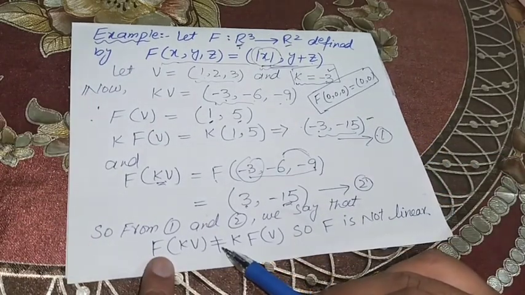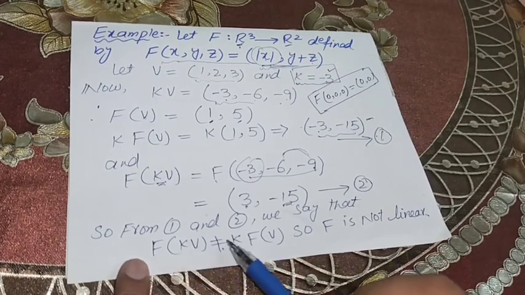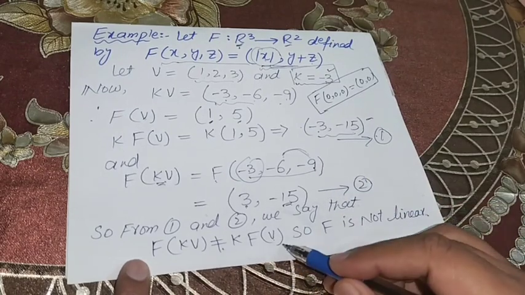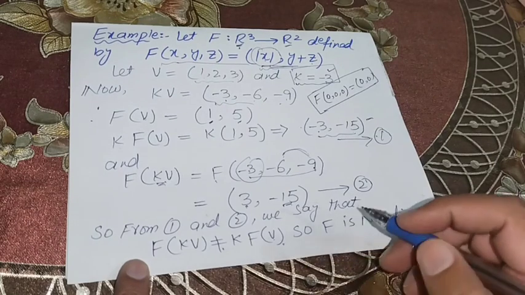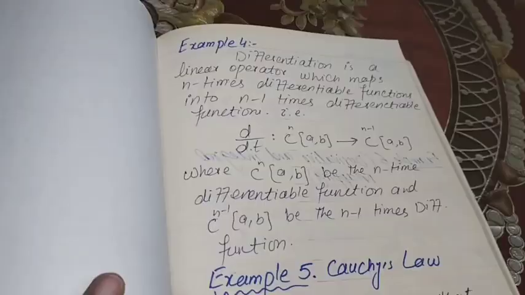Here you clearly see that equation number 1 and equation number 2 are not equal, and this is our third condition of the linearity property. Here we see that f of kv is not equal to k times f of v. So we say that our third condition of linearity does not hold, and so f is not a linear mapping.